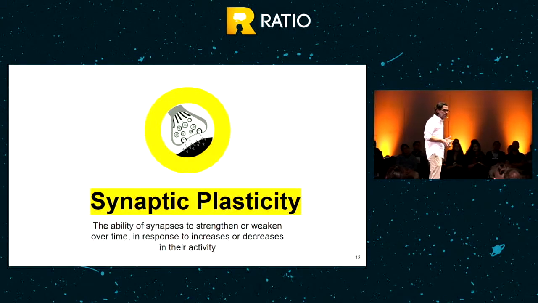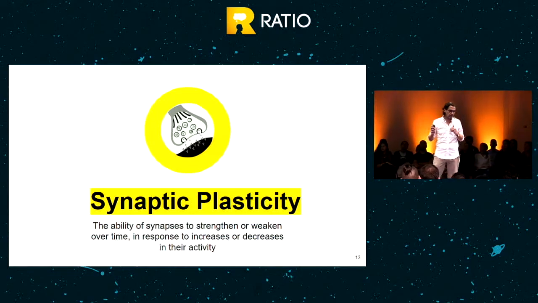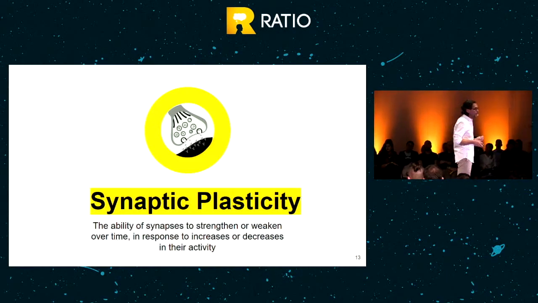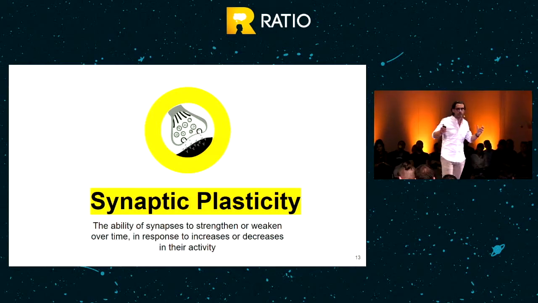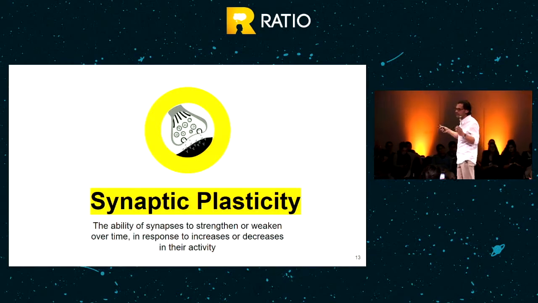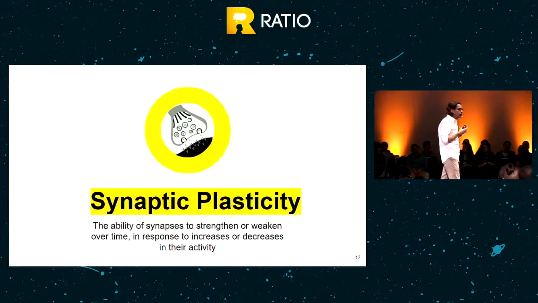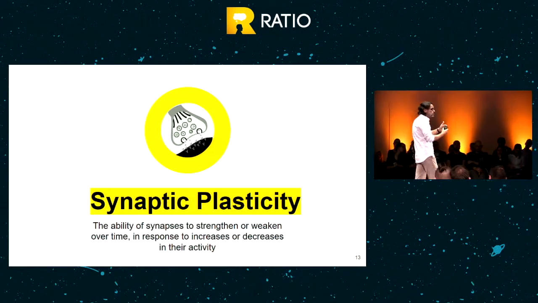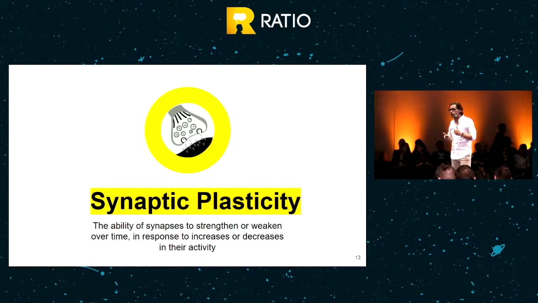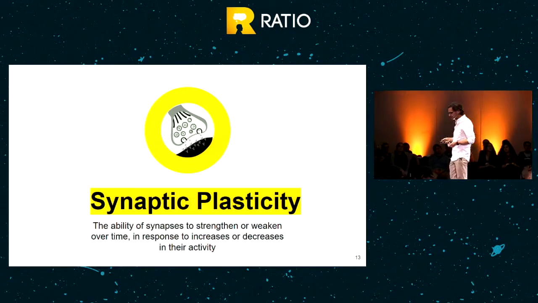So synaptic plasticity is the ability of synapses to strengthen or weaken over time in response to the increase and decrease of activity. Two of your neurons can be connected the same way, but the connection and the interaction between these neurons are very different depending on your own experience. The synapses will be dense or very weak depending on what you like, what you've been learning, and what you are doing on a daily basis.